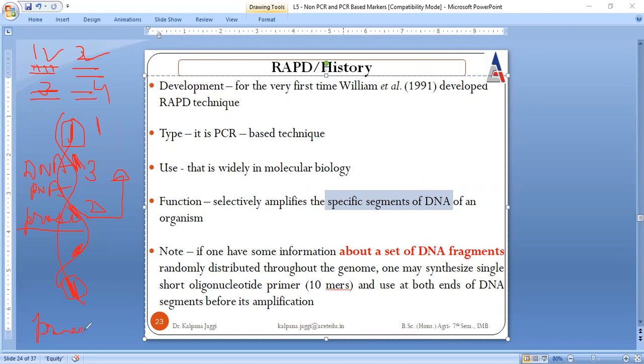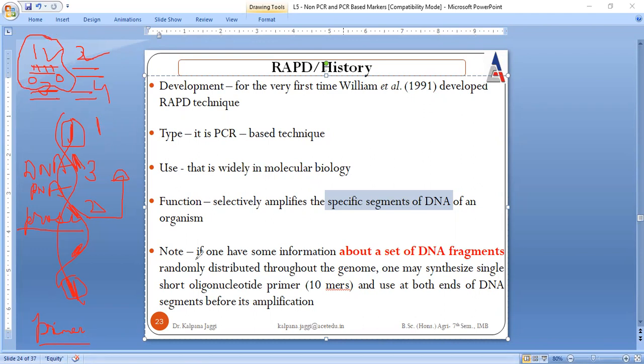Normally, we used to have information of the primer and we used to detect the sequence of the DNA fragment. But here the condition is opposite. We have the sequence of the DNA, and on getting the sequence, we can synthesize the primer. Then this primer can be attached to both ends of this particular DNA segment, and this segment can be amplified by a process that is PCR. This is clear to all.